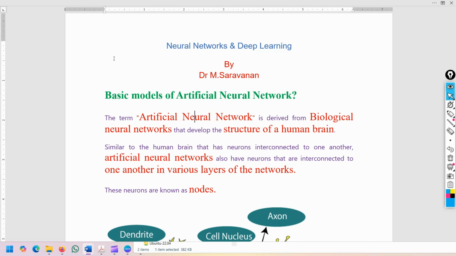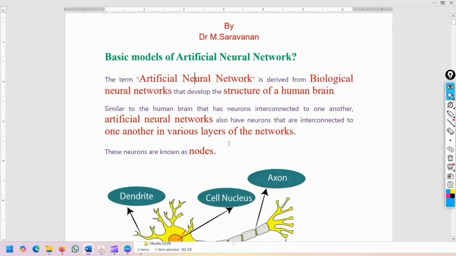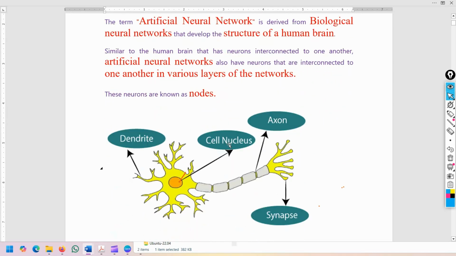First, I will discuss what a neural network is. Before the neural network, there is a basic model, the artificial neural network. The term artificial neural network is derived from the biological neural network, from the structure of the human brain. Similarly, the human brain has neurons interconnected with one another. The artificial neural network also has neurons interconnected with one another in various layers of the network. The neurons are known as nodes.